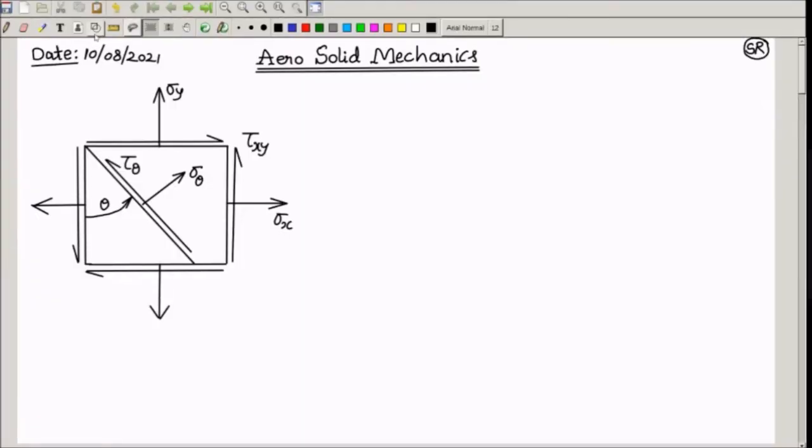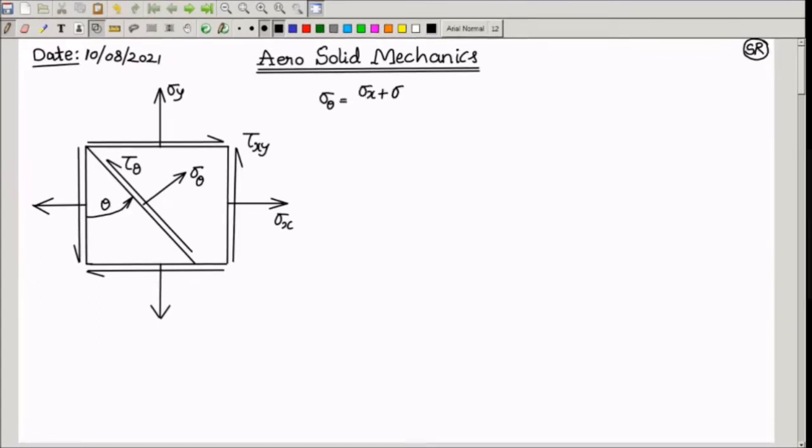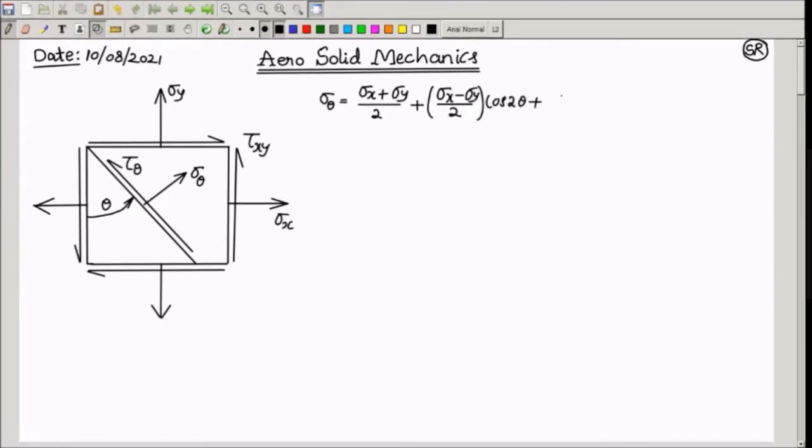Now we know how to find the normal and shear stresses on an arbitrary plane which is inclined at angle theta to the vertical line. Sigma theta is equal to (sigma x plus sigma y)/2 plus (sigma x minus sigma y)/2 cos 2 theta plus tau xy sin 2 theta. This is the equation for normal stress on the arbitrary plane. Similarly, tau theta, the shear stress on the plane, is given by minus (sigma x minus sigma y)/2 sin 2 theta plus tau xy cos 2 theta.